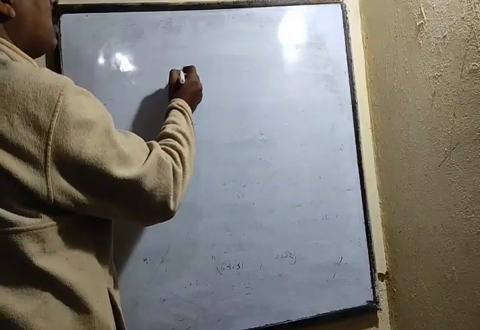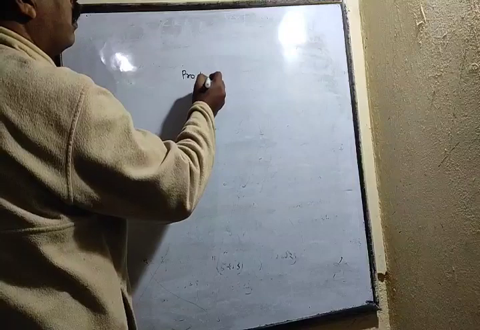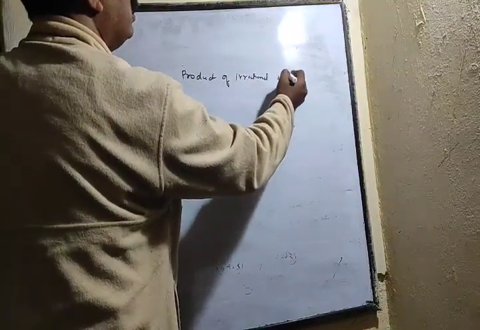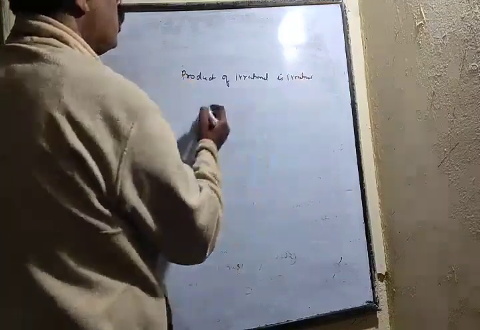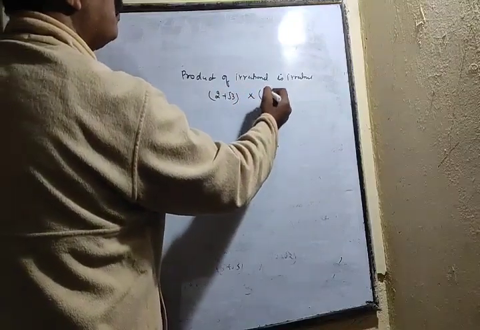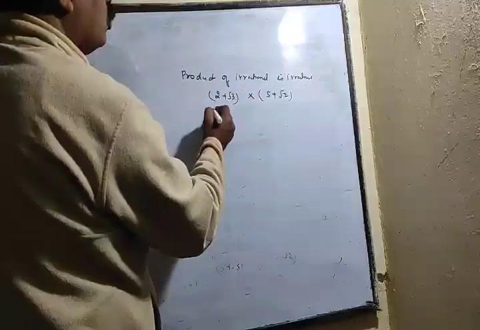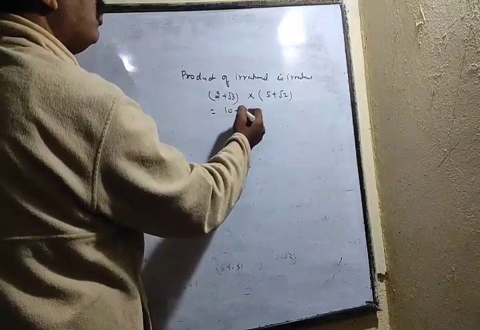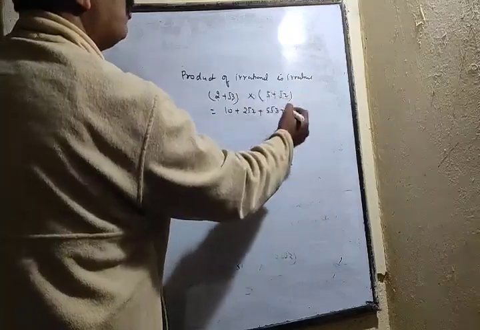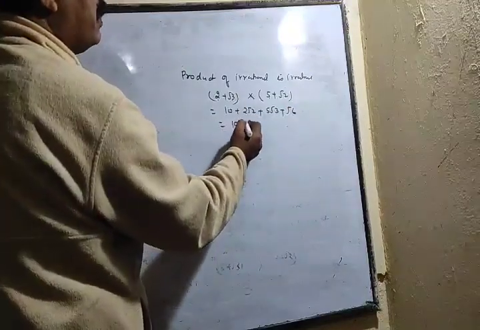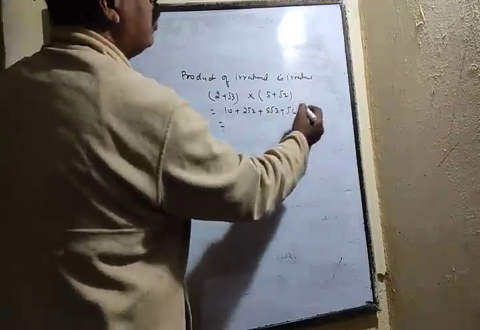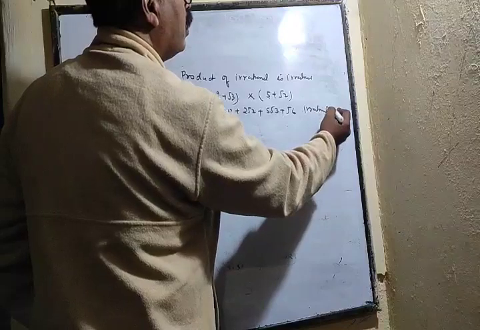Now we will see examples where the product is irrational. Product of irrational numbers is irrational. So consider one number is 2 plus root 3, and it is multiplied by another number, 5 plus root 2. So 2 fives are 10. 2 into root 2, 2 root 2. Root 3 into 5 is 5 root 3. And root 3 into root 2 is root 6. So it will be 10 plus 2 root 2 plus the rest, nothing to solve later on. So it is an irrational number.